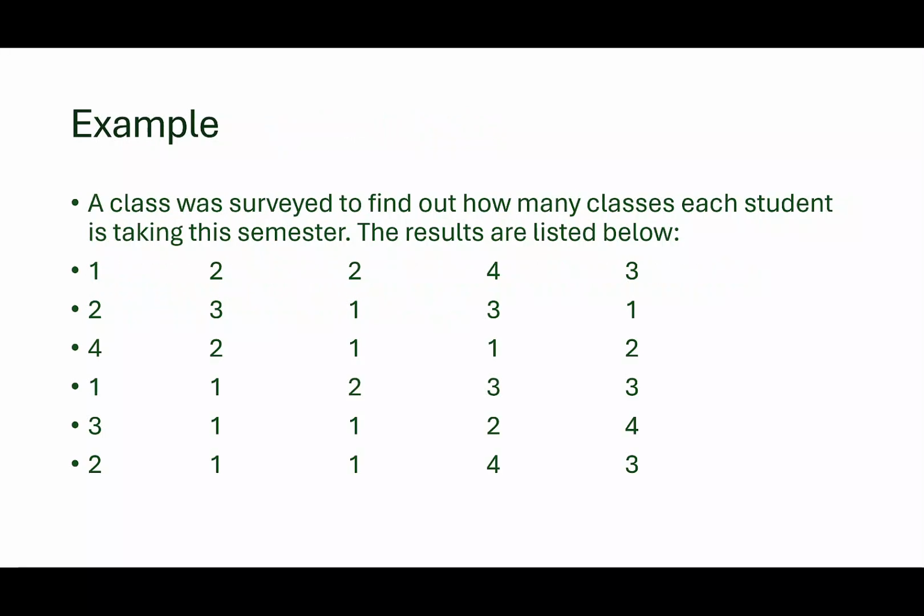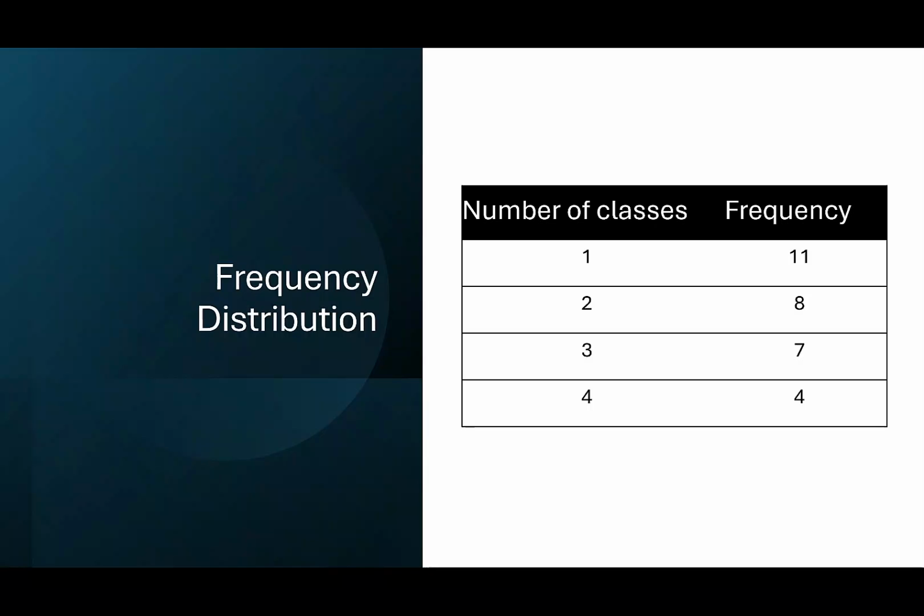As an example, a class was surveyed to find out how many classes each student is taking this semester. The results are listed below. What you can see is we have a lot of data points with the numbers 1, 2, 3, 4 kind of scattered all around. It's hard to get a good picture of how many classes each student was taking. So what we can do is rewrite this data in a table. When we make a data table, we often call it a frequency distribution.